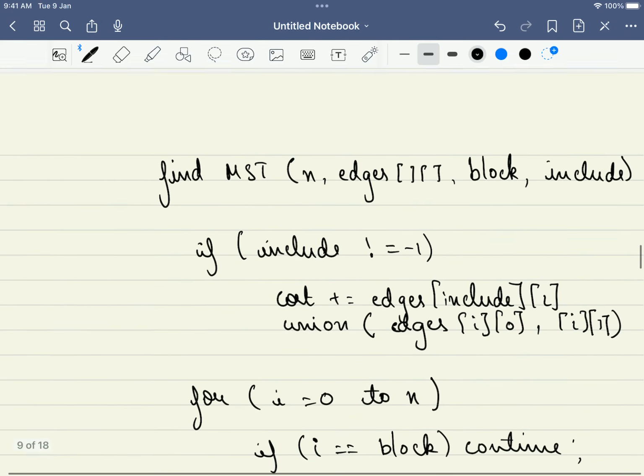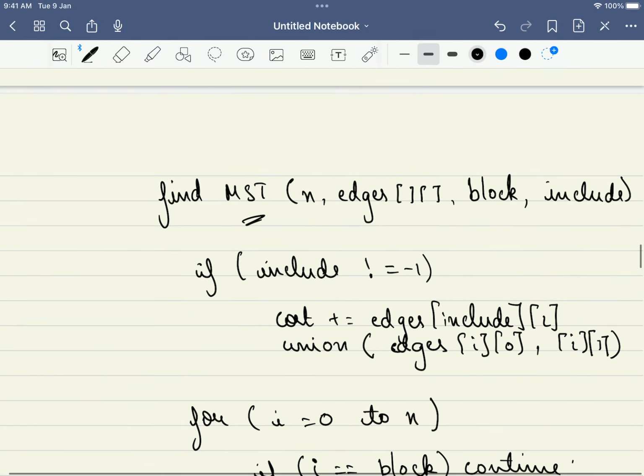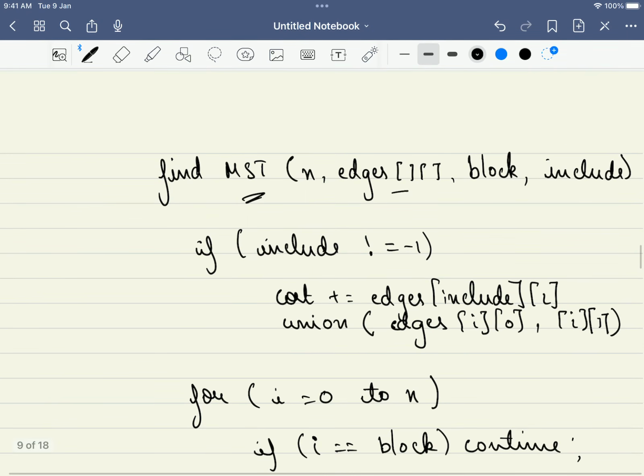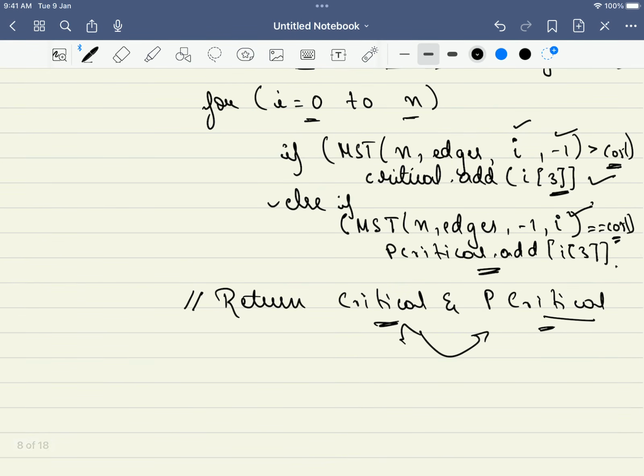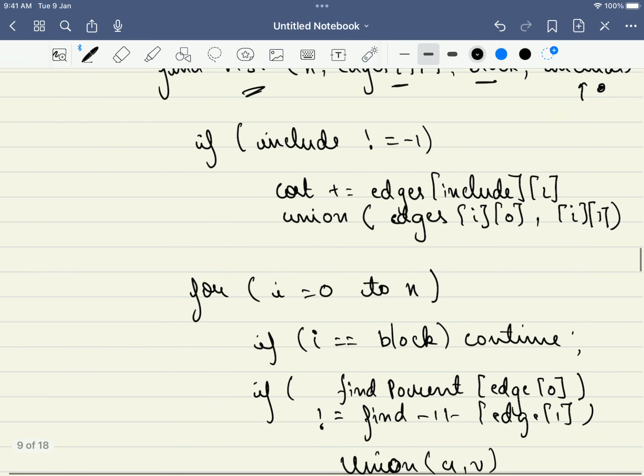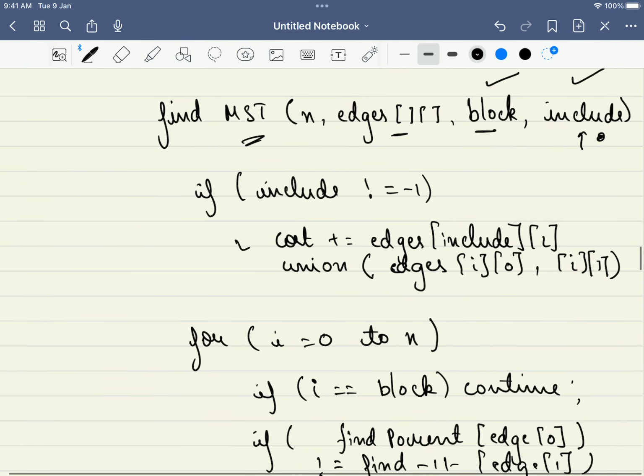But now let's look at the find MST function. Now we have edges, and on top of that we have a block and include. This indicates that we have to block this particular edge, that is we should not include this edge, and this indicates that we should include this. And if it is equal to -1, which means we are not specifying anything.